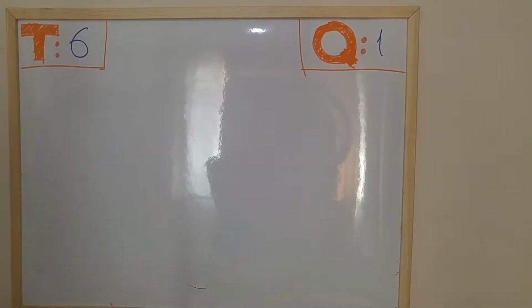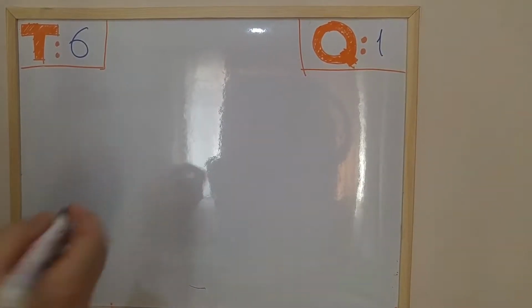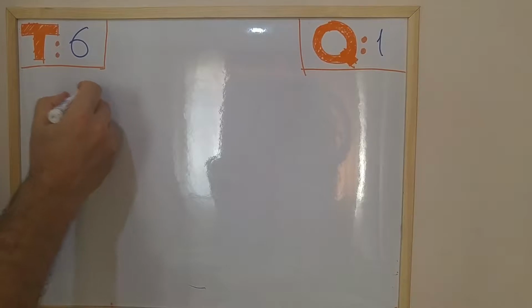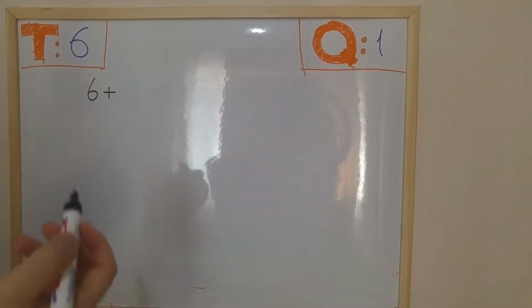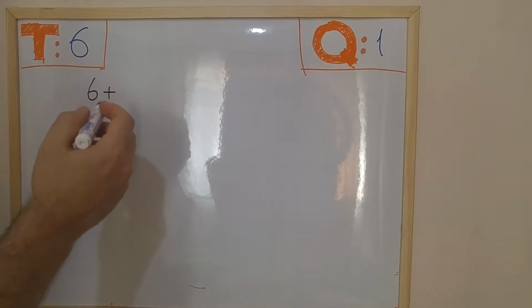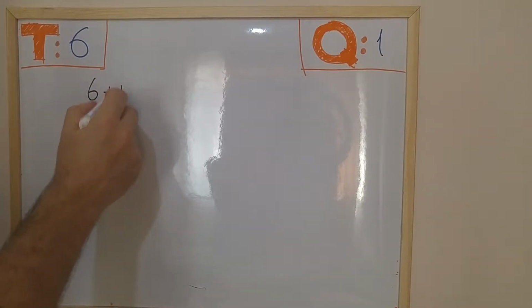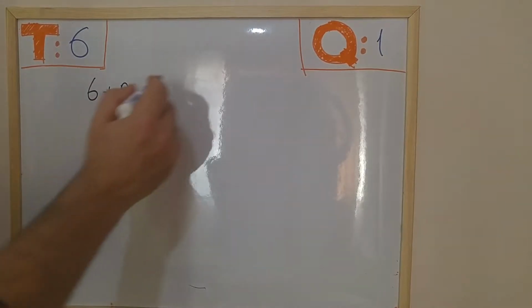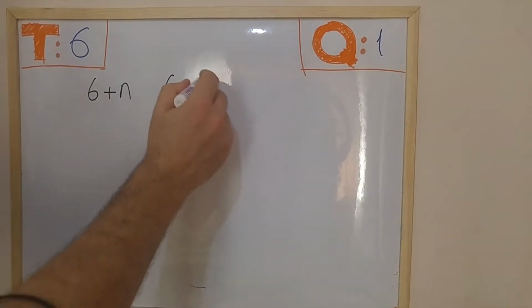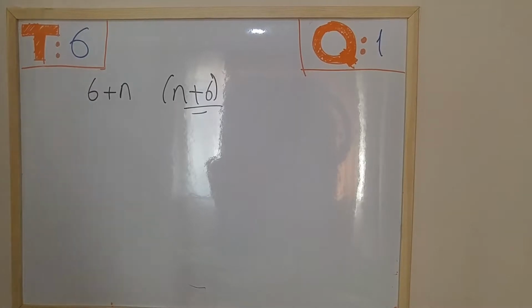We're asked about the sum of 6 and a number. So we have 6, and summation means plus, and the number that we can choose, and we have n in the choices. So we can say 6 plus n as the right answer. If we had n plus 6 in the choices, that would also be true.